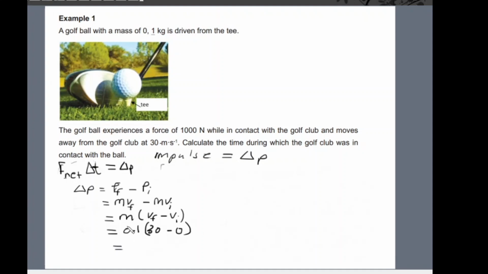So here the change in momentum will be 0.1 times 30, which is 3. It's going to be 3 kilograms meters per second, away from the tee.